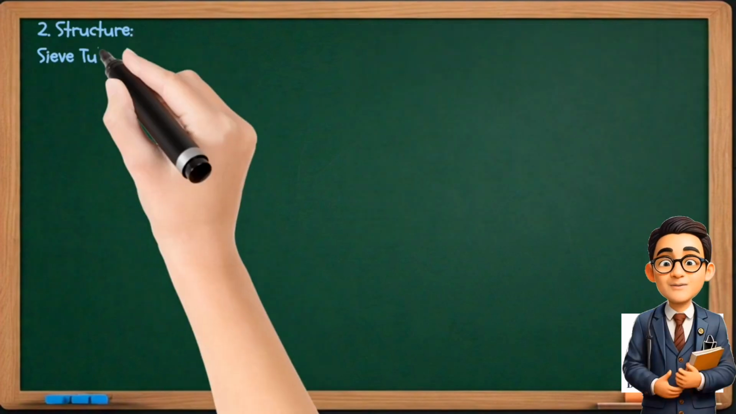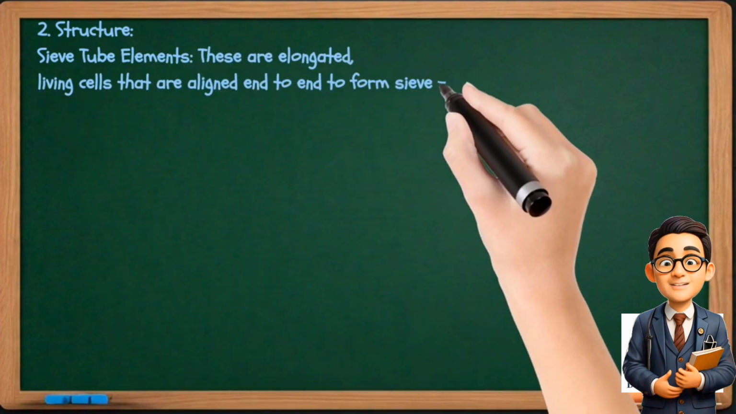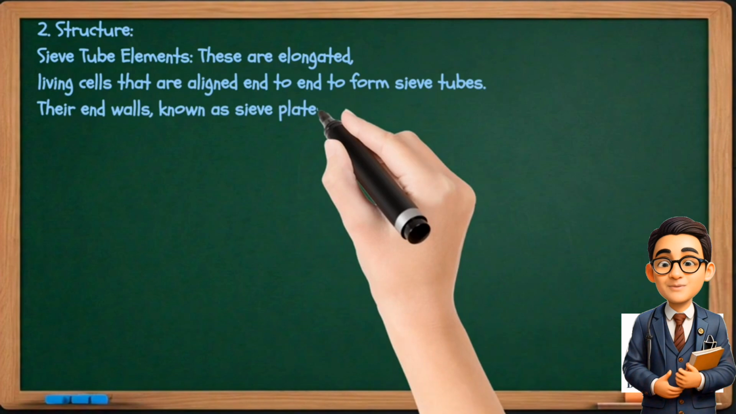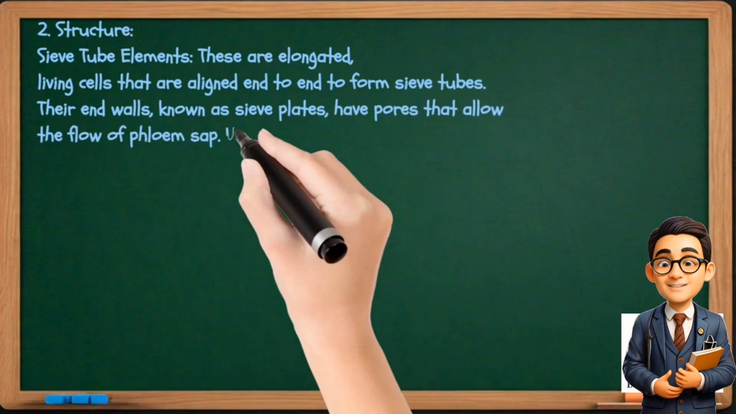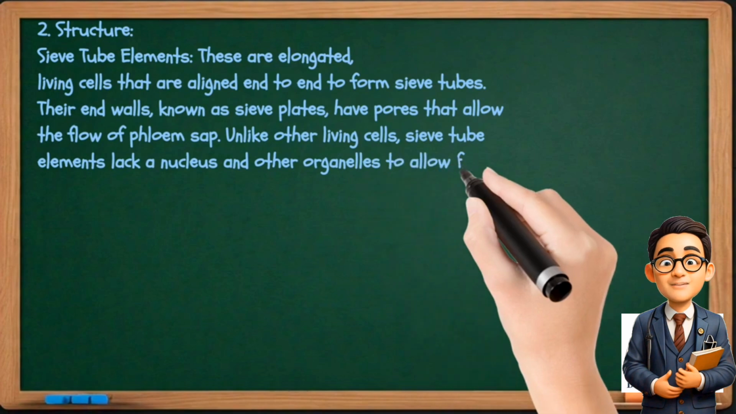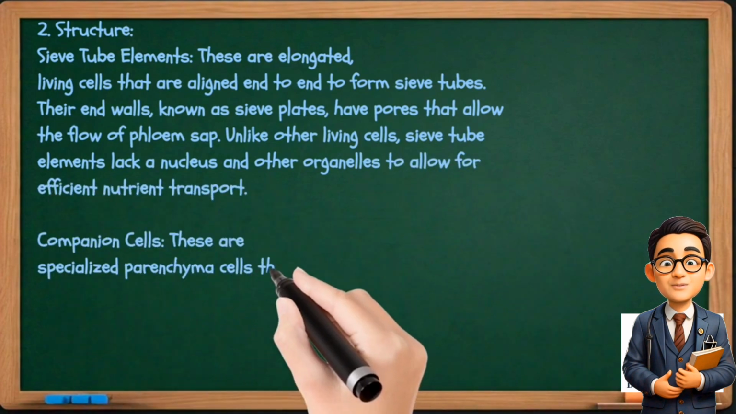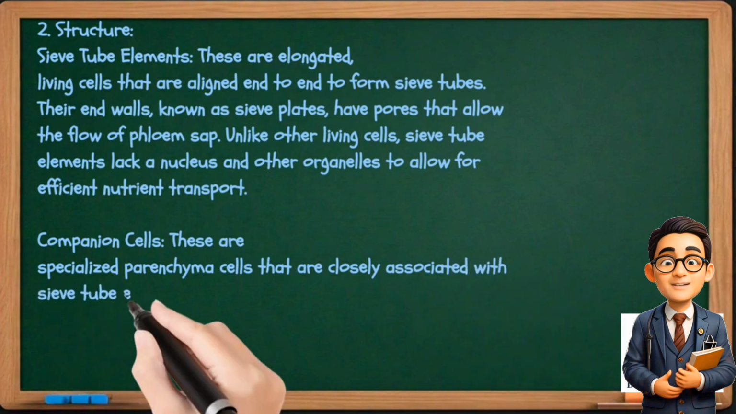2. Structure. Sieve tube elements. These are elongated, living cells that are aligned end to end to form sieve tubes. Their end walls, known as sieve plates, have pores that allow the flow of phloem sap. Unlike other living cells, sieve tube elements lack a nucleus and other organelles to allow for efficient nutrient transport.